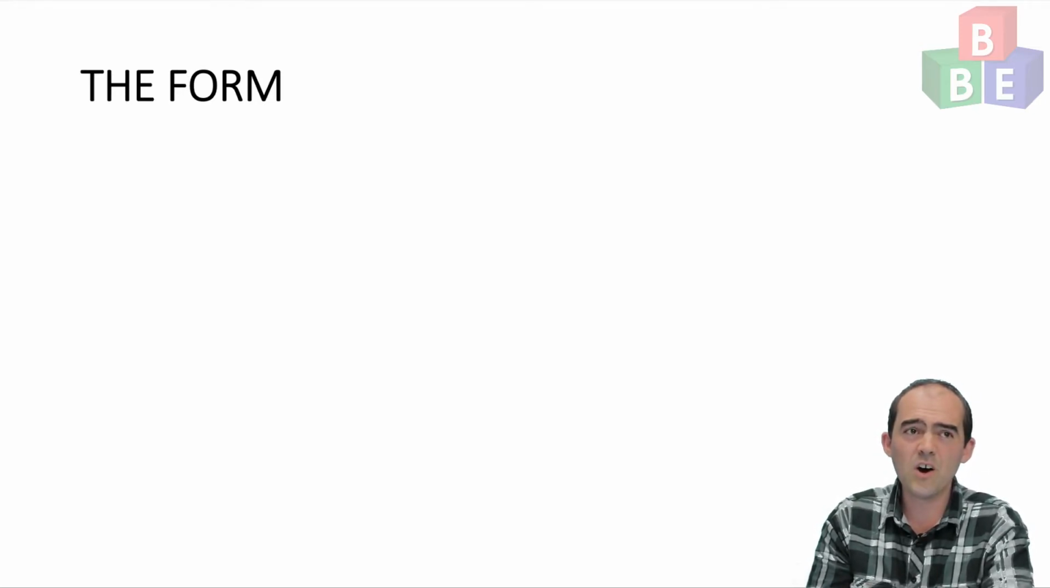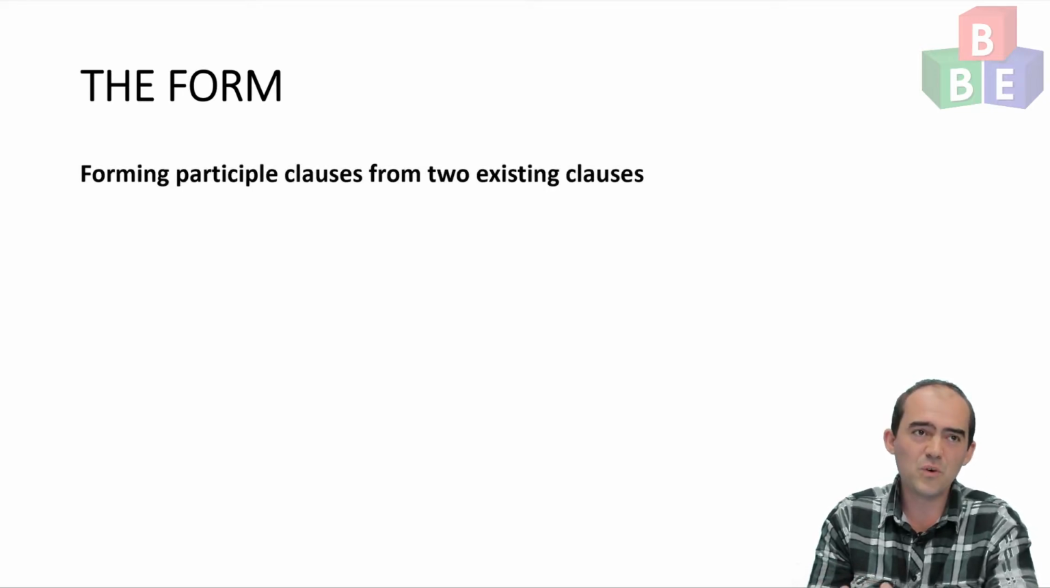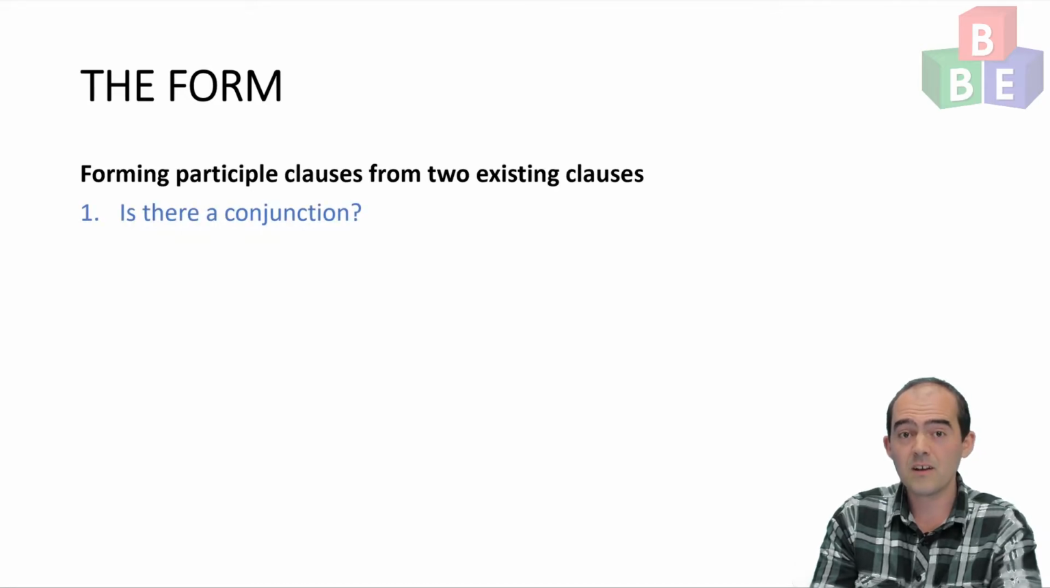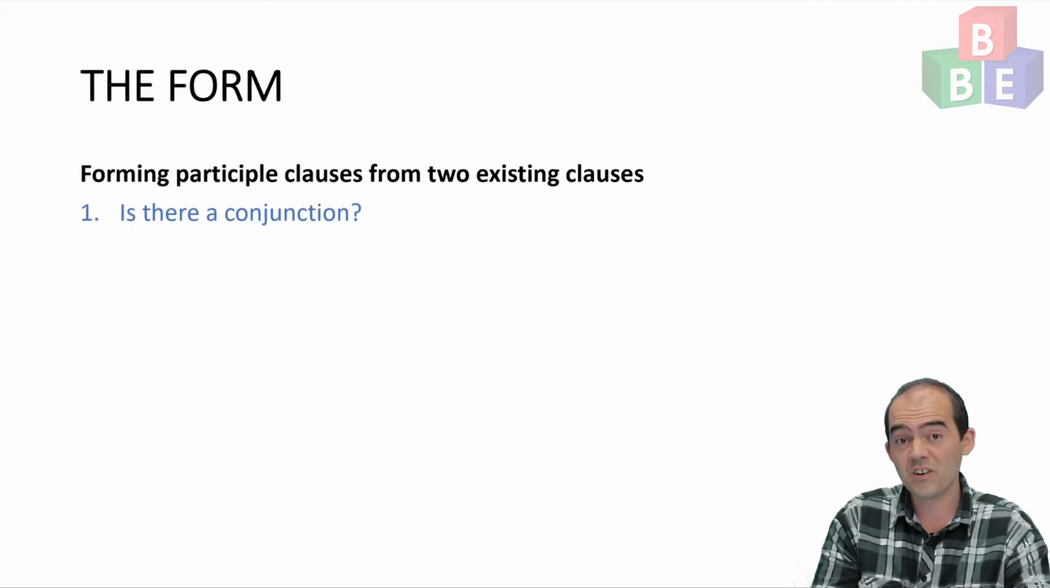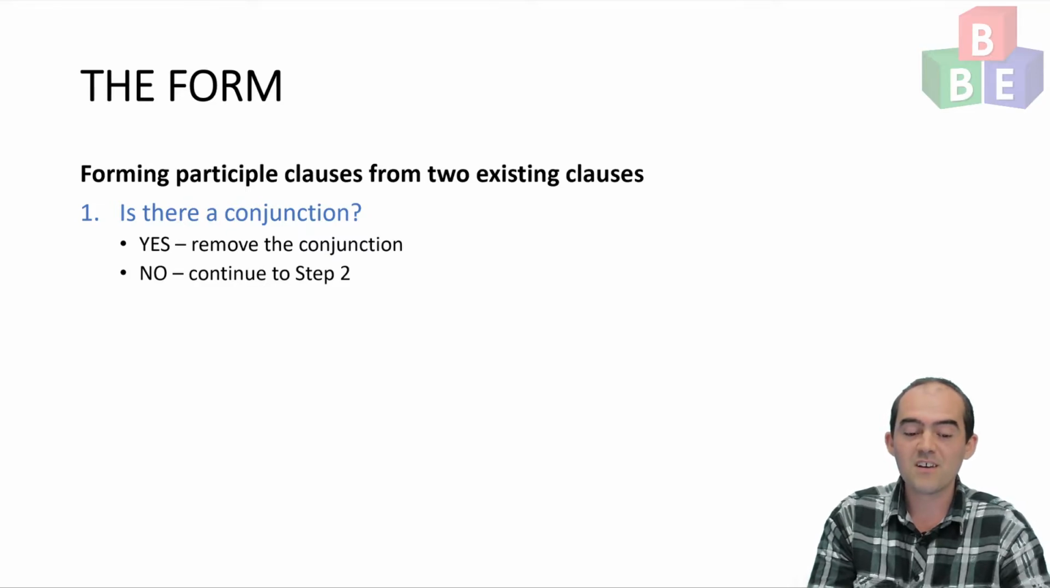If I want to make my own, how do I do it? What if I already have two existing clauses? Can I turn them into participle clauses? Well, let's ask some questions. Firstly, is there a conjunction between the two existing clauses? If there is, then you should remove the conjunction. If there is not, don't worry, let's continue to our next step.